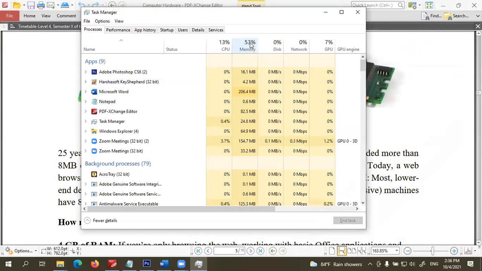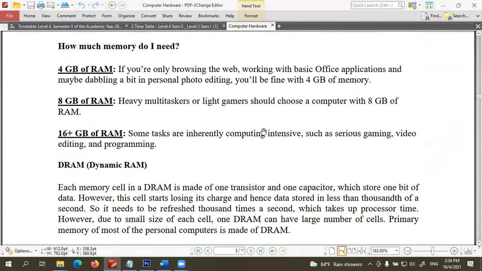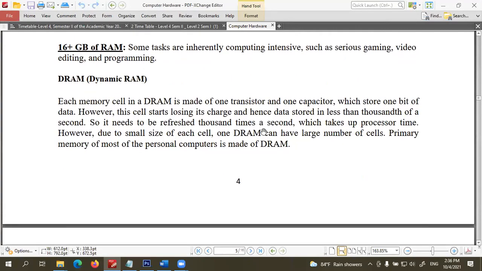Like that, all the programs that I have opened currently will be there in the RAM, and all the data and instructions related to those programs also will be there in the RAM, right? Because RAM is the main memory of the computer. Right, children. Then there are some categories actually.